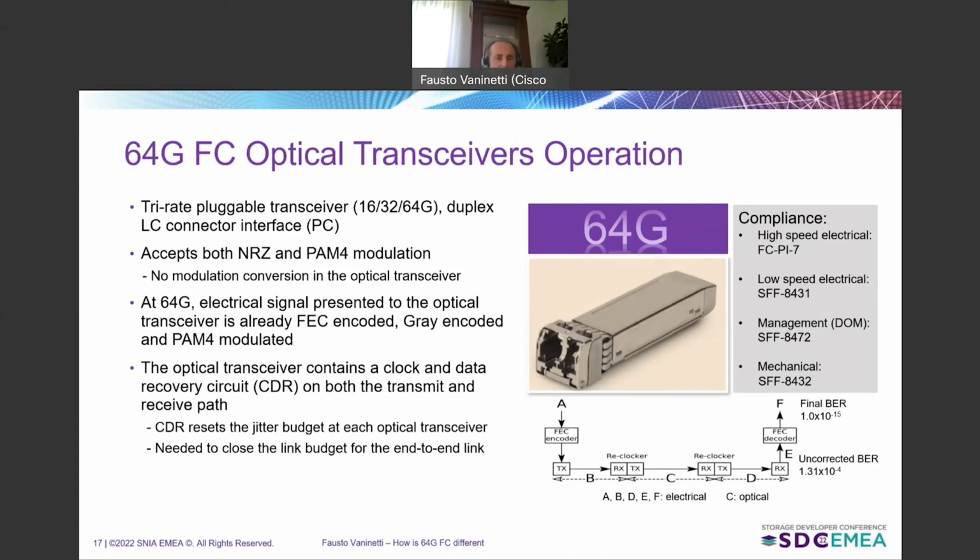not on the transceiver. And in order to compensate for the reduced tolerance to jitter, 64 gig transceivers implement a clock data recovery unit in both directions, whereas in the past, we only had a clock data recovery unit in one direction. Clearly, there are multiple standards that need to be respected for 64 gig transceivers, and they are mentioned here on the right of my diagram.